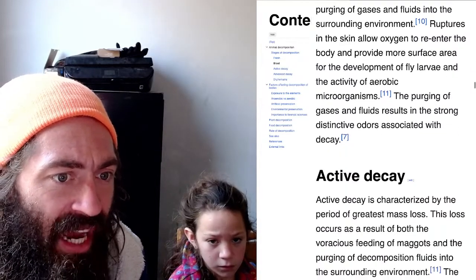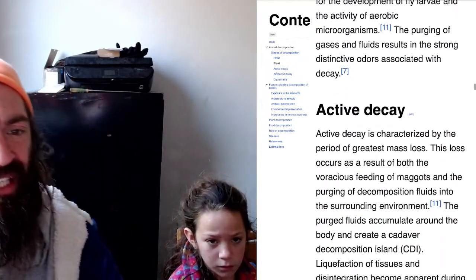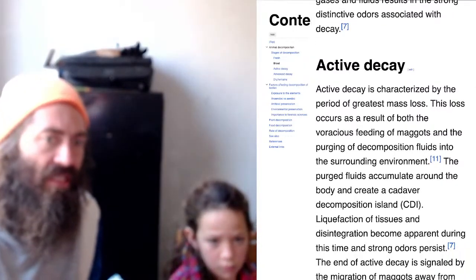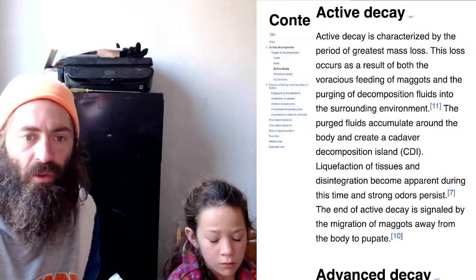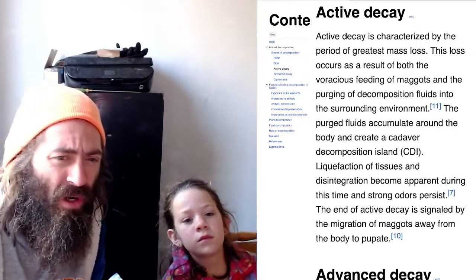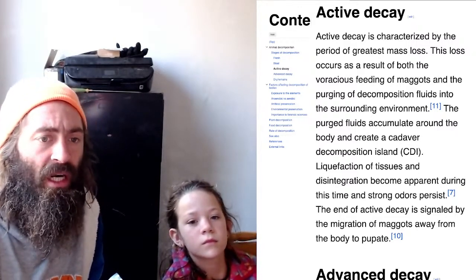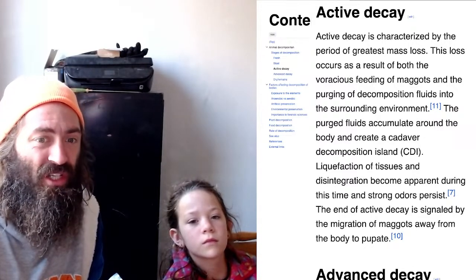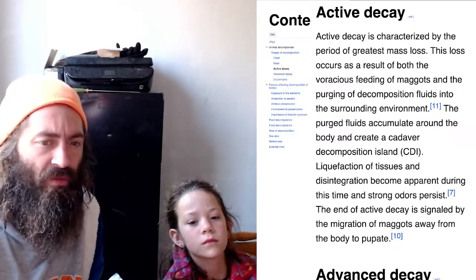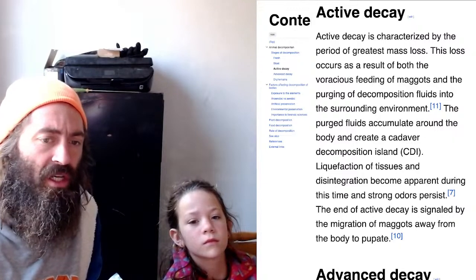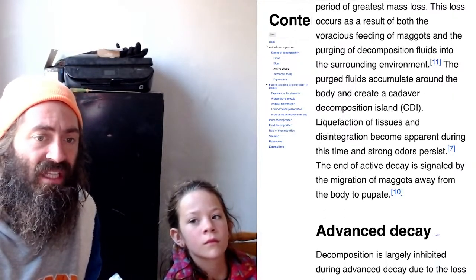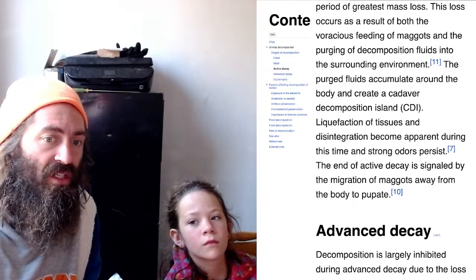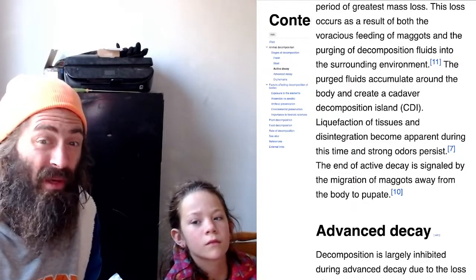So let's move into active decay. Active decay is characterized by the period of greatest mass loss. This loss occurs as a result of both the voracious feeding of maggots and the purging of decomposition fluids into the surrounding environment. The purged fluids accumulate around the body and create a cadaver decomposition island. Liquefaction of tissues and disintegration become apparent during this time, and strong odors persist. The end of active decay is signaled by the migration of maggots away from the body to pupate.